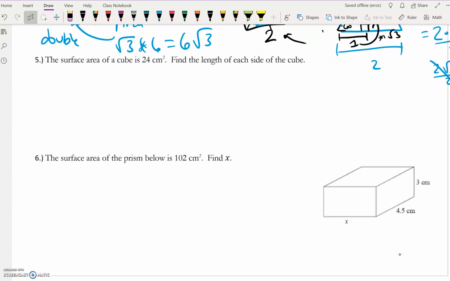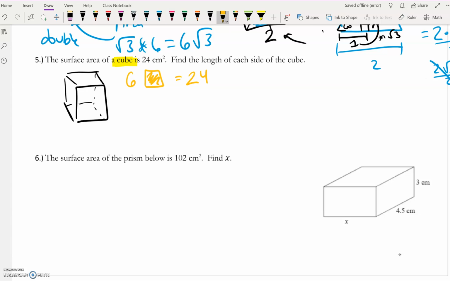This next one is the surface area of a cube, which remember a cube is like a square prism. So this one is also different, right? It's not a cylinder. We're reviewing an older idea from the previous couple days. Now all of these squares are equal. So 6 squares, when you put all the area together, you get 24. If you divide by 6, that means the area of 1 square is equal to 4 centimeters squared.